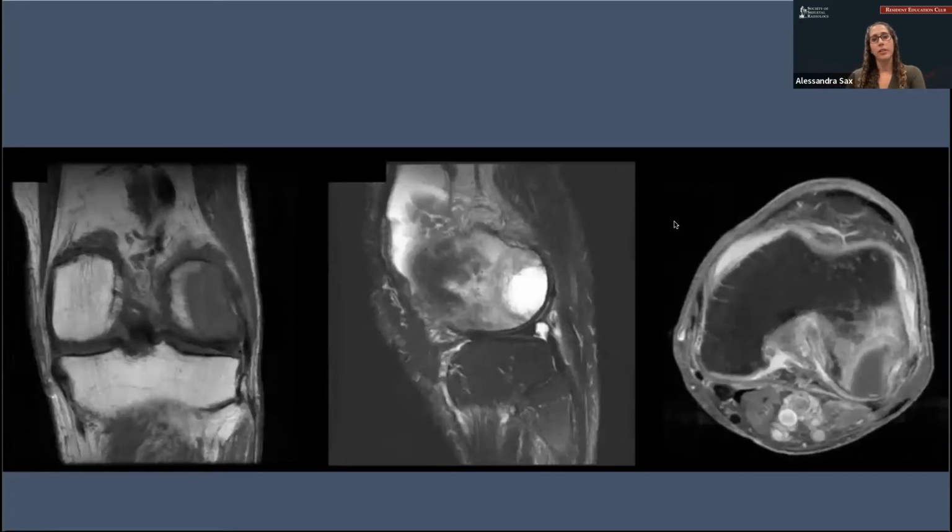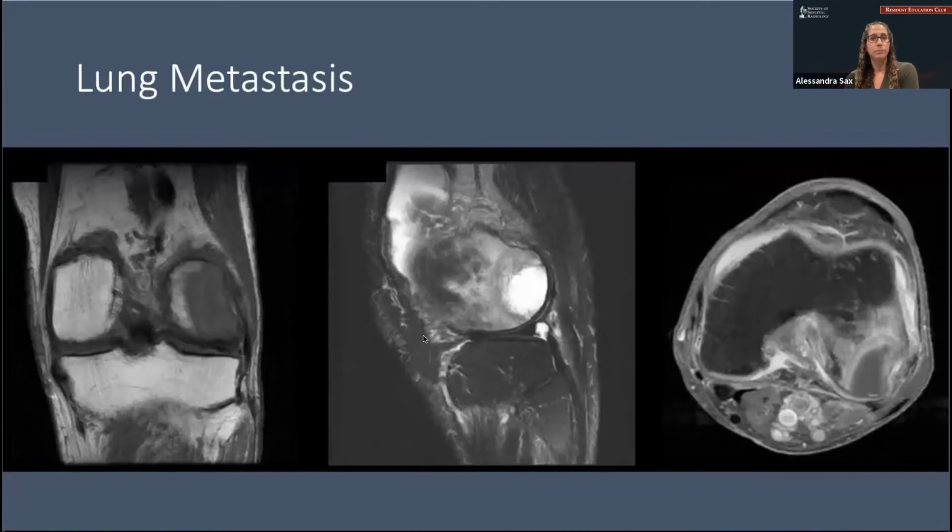And then here's another case. We can see that there is a joint effusion, but there's also this marrow replacement here along the posterior lateral femoral condyle, and then a ton of edema adjacent to this marrow replacing lesion. This happened to be a lung metastasis.